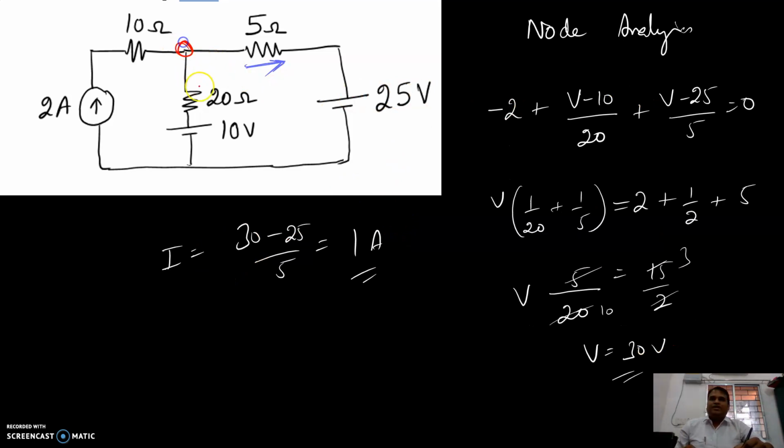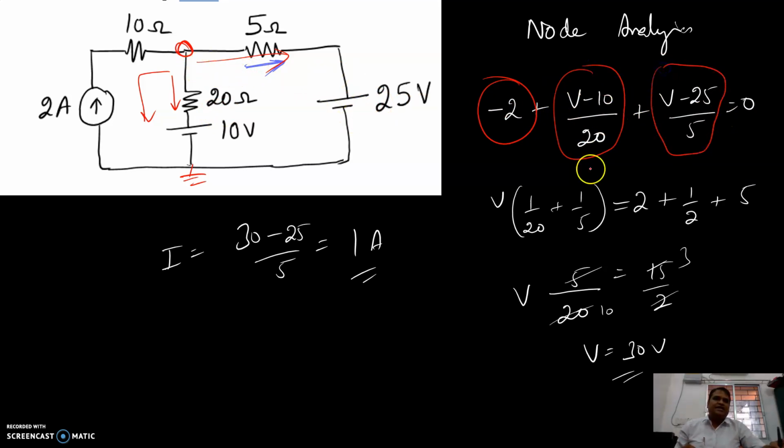So node analysis, you can take this as a node and this as a reference. So all the currents, which are 1, 2 and 3. This current is 2 ampere going up, so minus 2. Here it is (V minus 10) by 20. So this is one part. This is the second current, and the third current is (V minus 25) by 5. And this is the third current, and if you equate this, you get the value of V is equal to 30 volts.